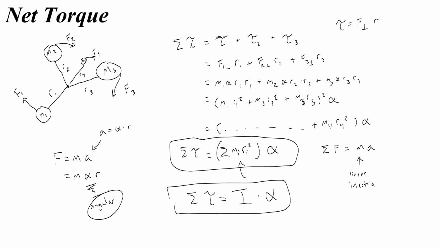Let's do a brief note to make sure that you're getting this moment of inertia thing. The moment of inertia is the sum of m times r squared for however many pieces of mass there are on a rotating body. The moment of inertia is an object's resistance to changing rotational velocity.